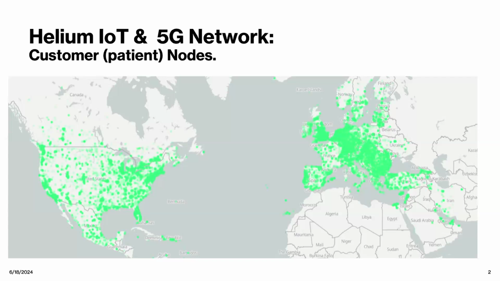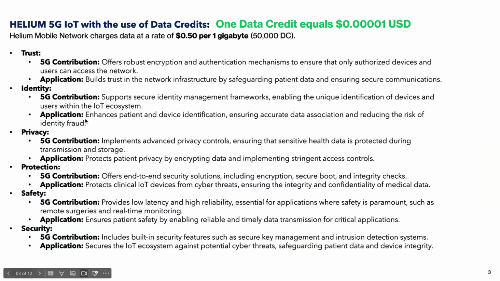These are actually customer nodes for Helium, but they are patient nodes, a way for them to use the Helium 5G IoT data credits. One data credit is quite inexpensive, and you can transfer 1 gigabyte of data for 50 cents, which is rather advantageous for blockchain uses. If you notice, this is the tip screen, and I'm not going to go through every single thing here.